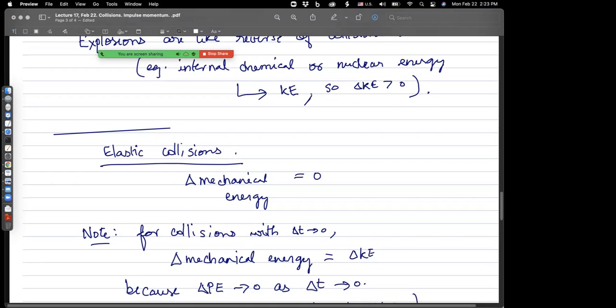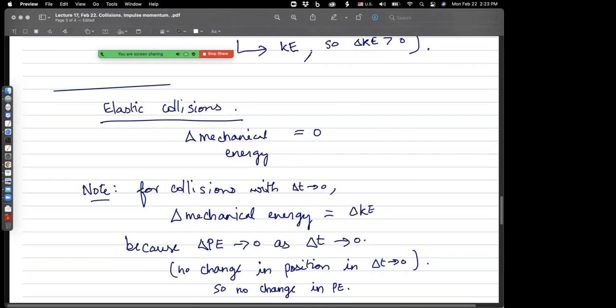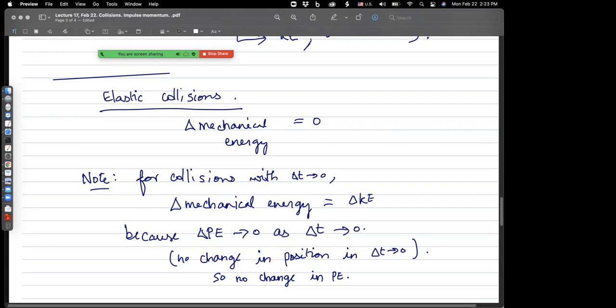So that's why when we say mechanical energy for collisions, with delta t going to 0, the change in mechanical energy is basically the change in kinetic energy, because the change in potential energy is 0. There is no change in position effectively because there's not enough time for a change in position. So basically, there's no change in potential energy. Any questions about that?